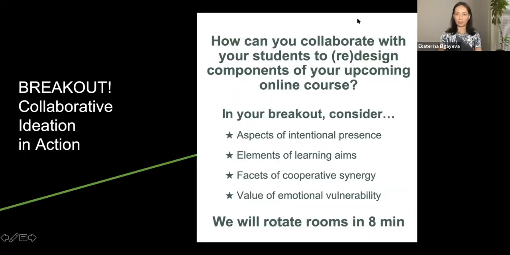So I have some suggestions, and I'm still sharing my screen. Let's see, you should be able to see it now. Okay, and I'm going to minimize myself and maximize all of you. But okay, so we're done with our breakout.